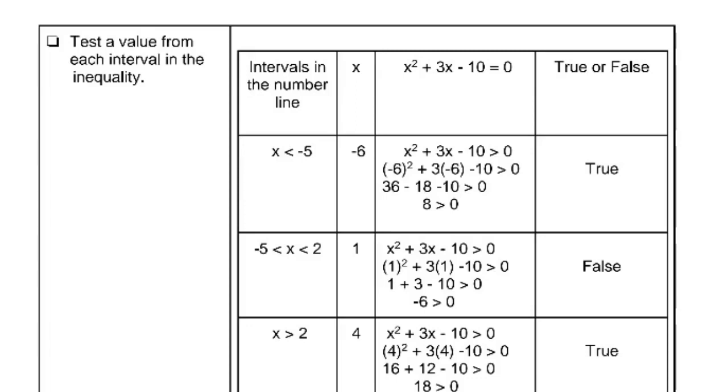So you're going to substitute the inequality with 1. So 1 squared plus 3 times 1 minus 10 greater than 0. 1 squared is 1, 3 times 1 is 3, so 1 plus 3, then minus 10. So 4 minus 10 is negative 6 greater than 0. This is false, not true.